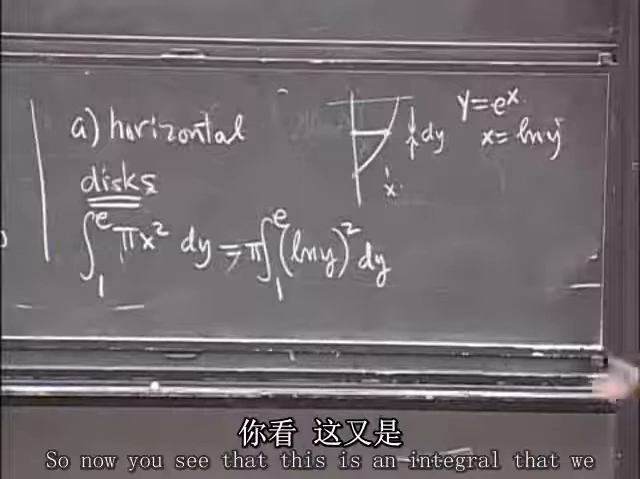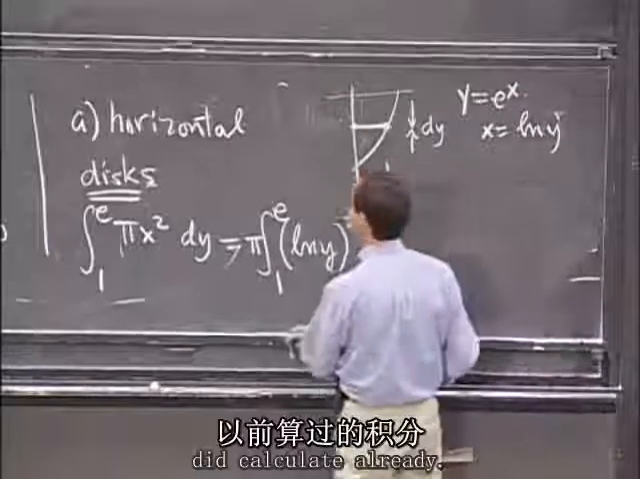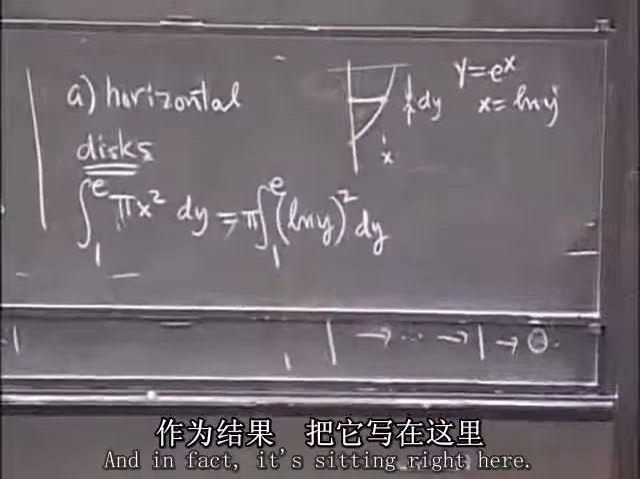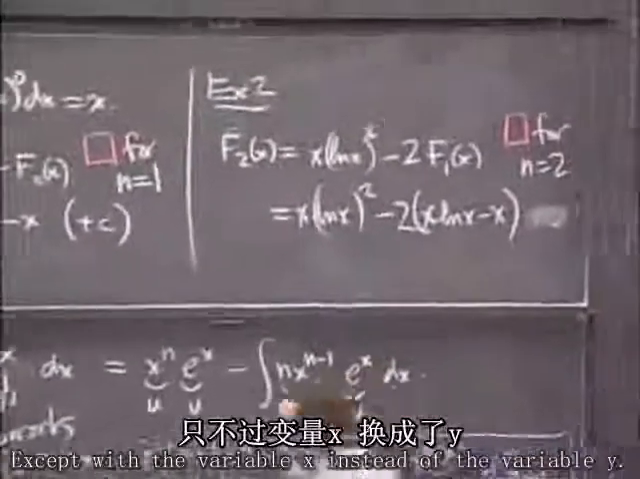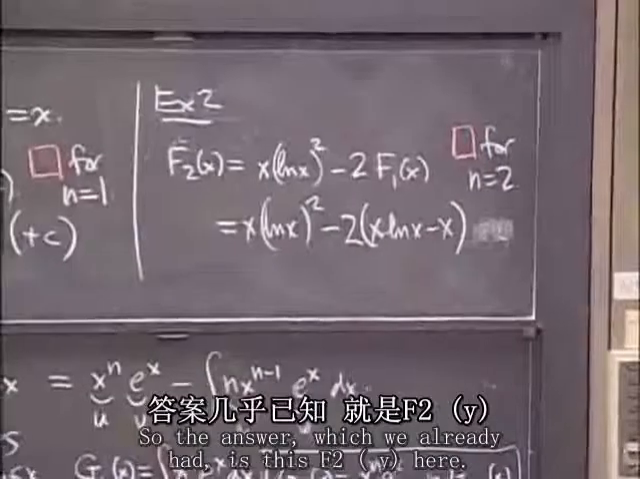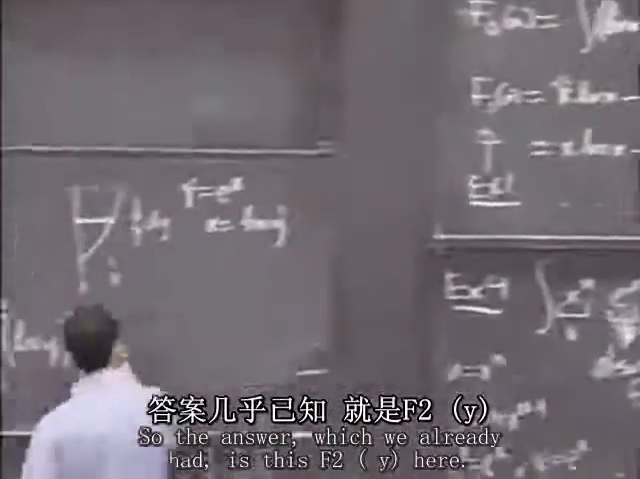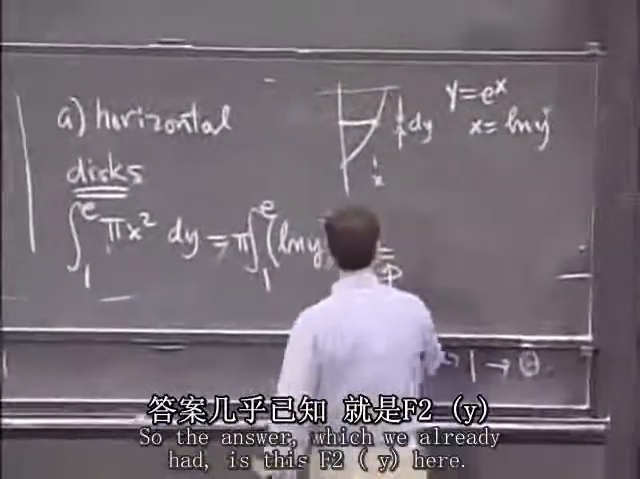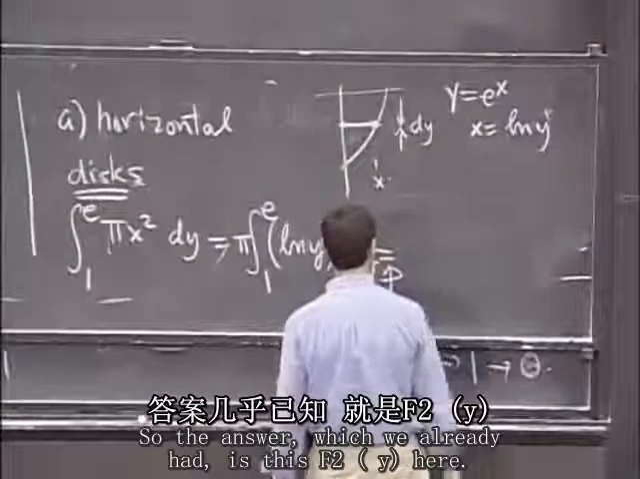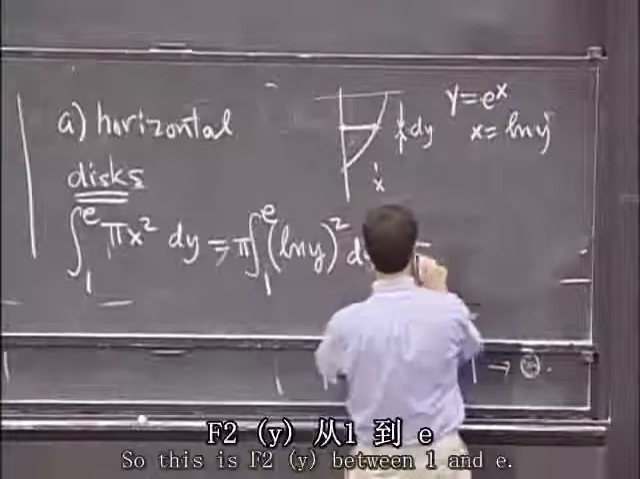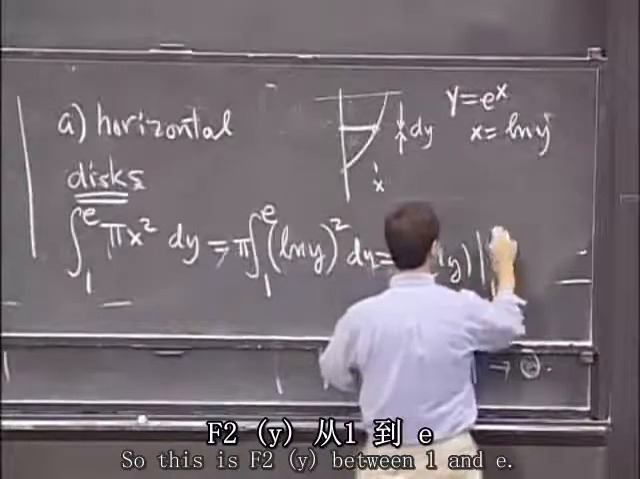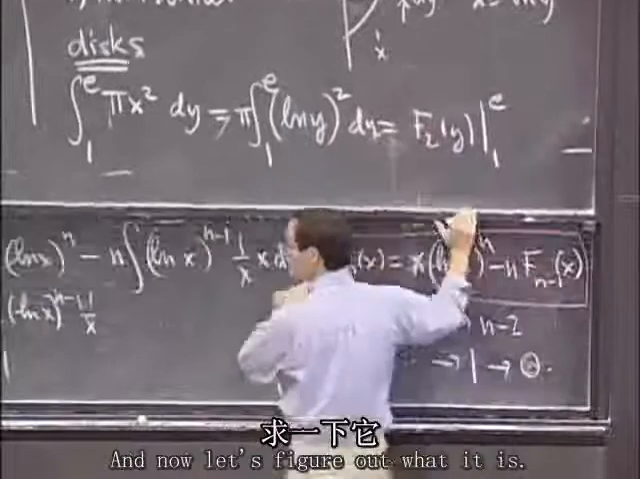So now you see that this is an integral that we did calculate already. And in fact, it's sitting right here, except with the variable x instead of the variable y. So the answer, which we already had, is this f2 of y here. So maybe I'll write it that way. So this is f2 of y between 1 and e. And now let's figure out what it is.